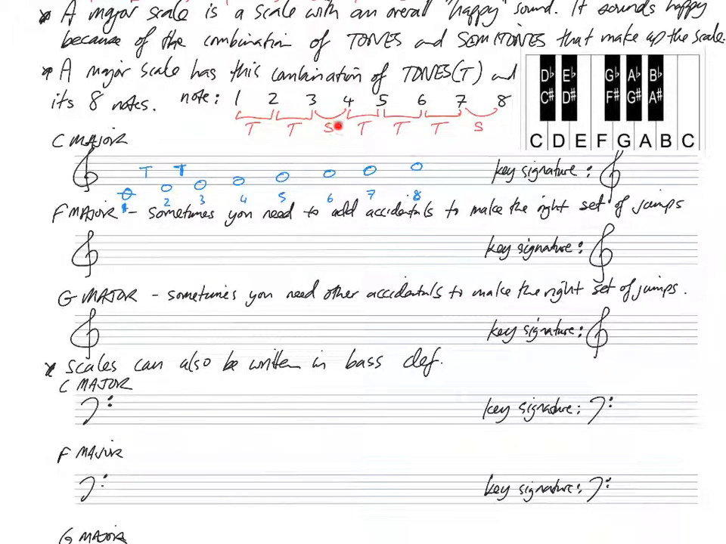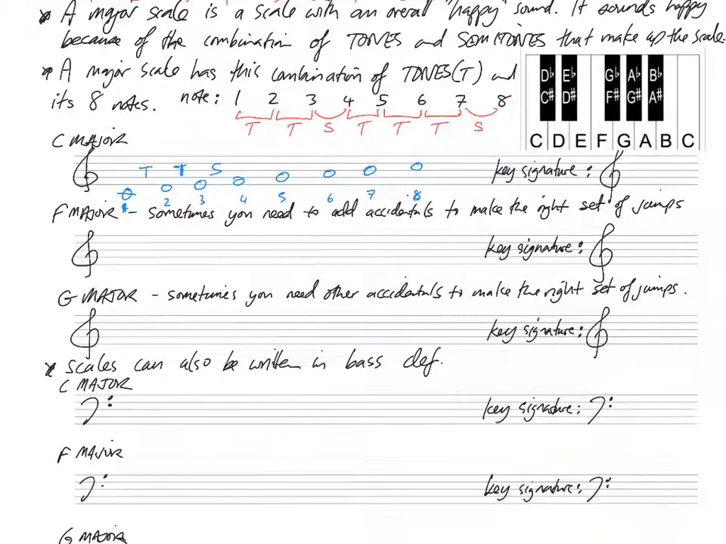Between 3 and 4, we want a semitone. Well, 3 and 4, these notes are E and F. So what kind of a jump is an E and F? E to an F is a semitone because there is no black key for you to jump over. So an E to an F is a semitone, which is exactly what we wanted.